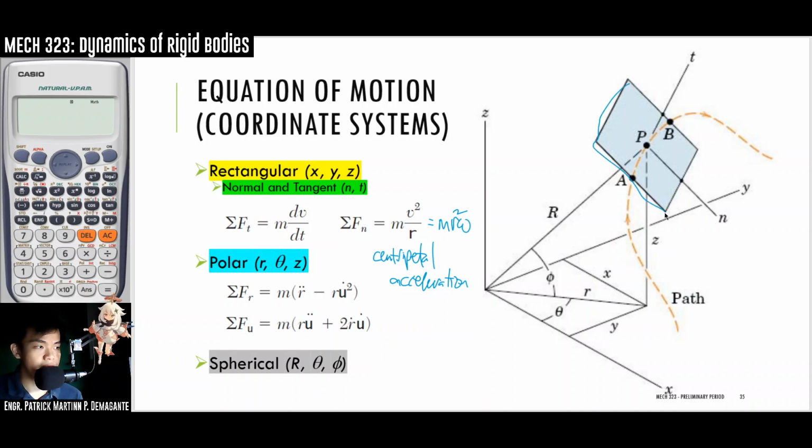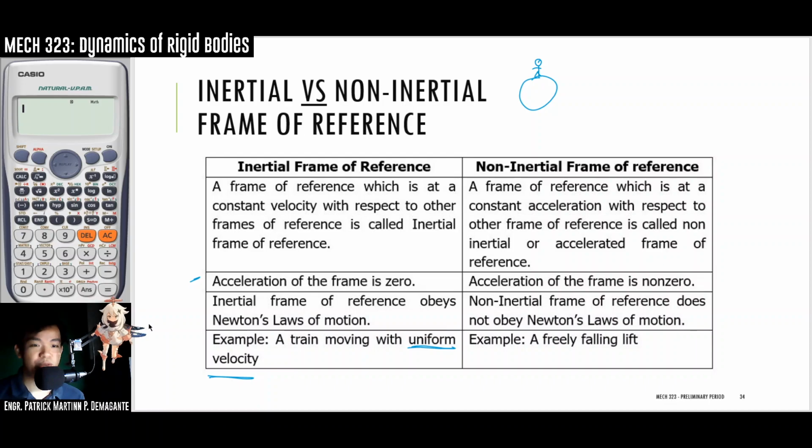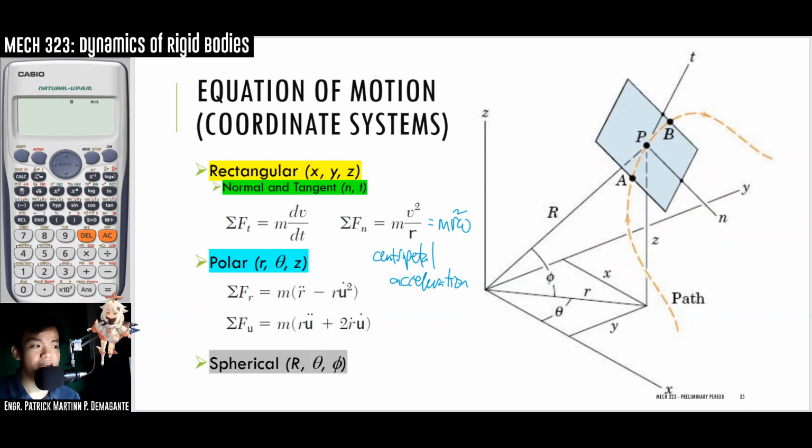Ito yung plane natin for normal and tangent. So, bakit nandyan si normal and tangent natin? Dahil yung ating normal and tangent plane ay isang example ng non-inertial frame of reference. Ibig sabihin, gumagalaw si normal and tangent plane natin. So, I mean, hindi siya exactly non-inertial frame of reference. Pwede siya kasi moving yung ating plane. If magkaroon siya ng acceleration, a non-zero acceleration, so non-inertial na siya.